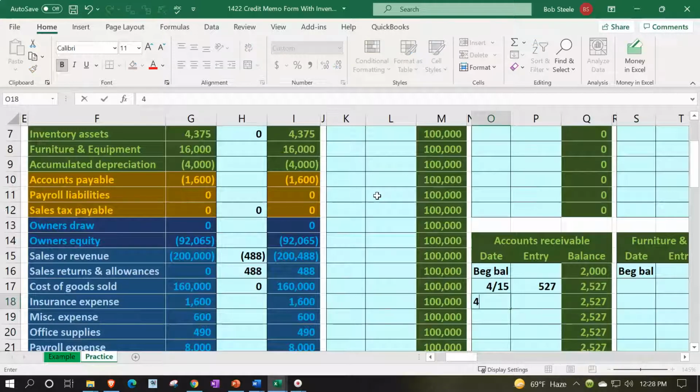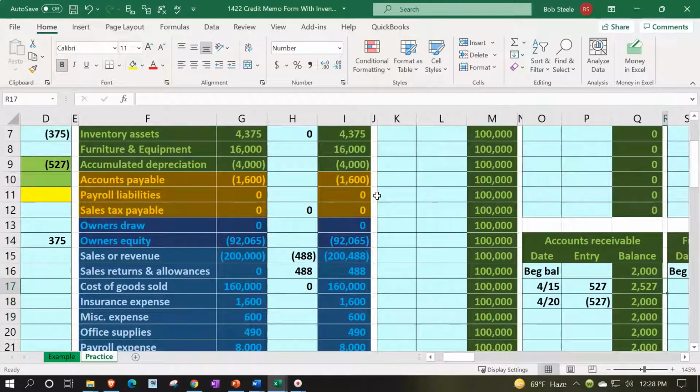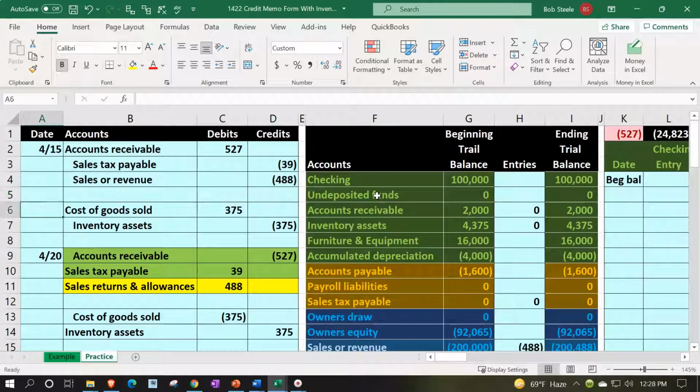We're saying this happened on 4/20. This is going to be equals, and P8 equals, we're picking up then that 527, reversing it back down. The 2,000 going up by the 527 to the 2,527, going down by the 527 back down to the 2,000, taking us out of balance on the GL.